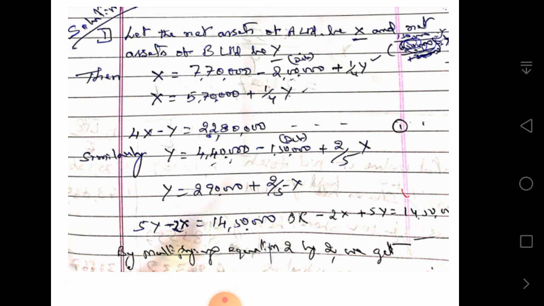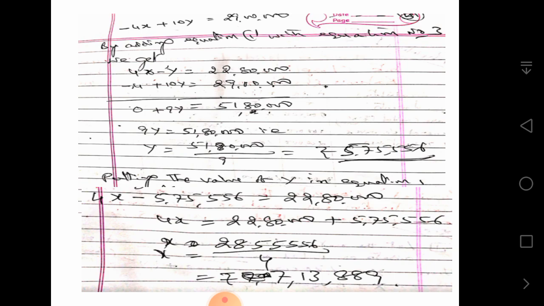Next, X simplified. X is equal to 7,70,000 minus 2 lakhs of debentures, which is 5,70,000, plus 1/4 of Y. Now simplifying, 4X minus Y is equal to 22 lakh 80,000, since you are multiplying by 4. Similarly, Y is equal to 4 lakh 40,000 minus 1 lakh 50,000 of debentures plus 2/5 of X, because B has also invested in A Limited. That's why 2/5 of it.